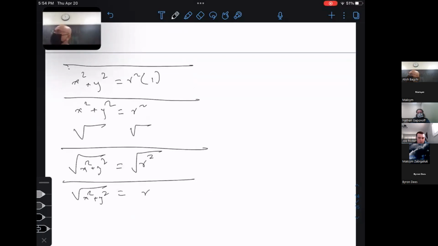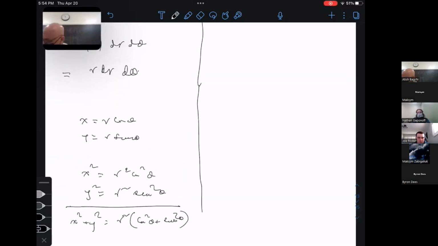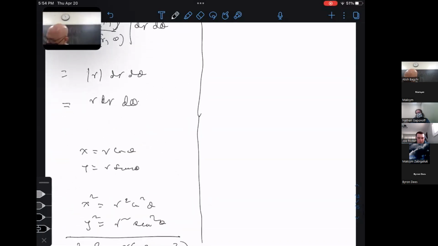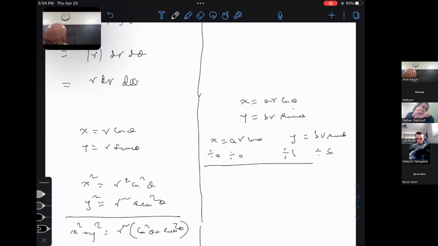So R is the square root of x squared plus y squared. This is clear, right? Now I am going to repeat exactly the same thing on the other side, which is exactly what I asked you to do, but no one did, which is x is equal to AR cosine theta, y is equal to BR sine theta. So you divide both sides by A, divide both sides by B, and then you get x over A is equal to R cosine theta, y over B is equal to R sine theta.